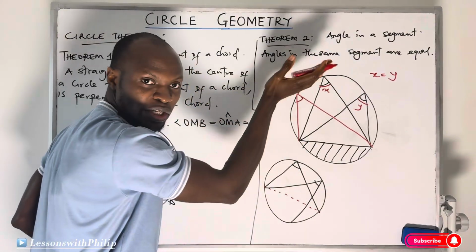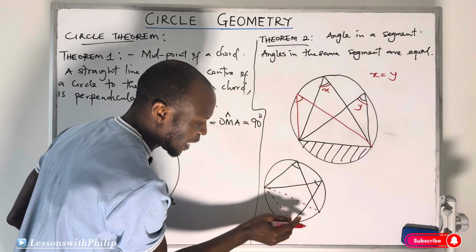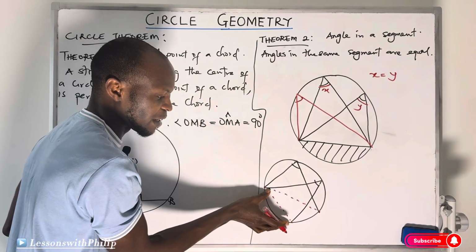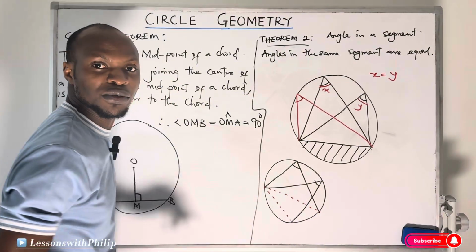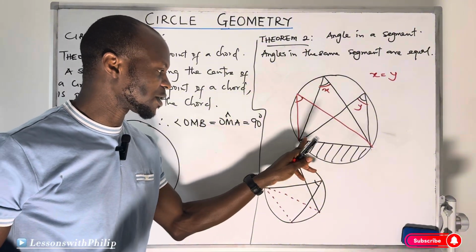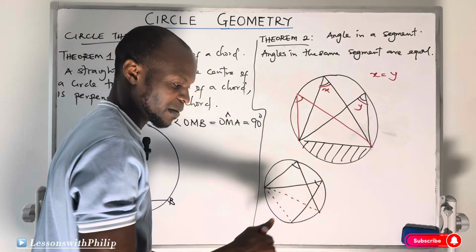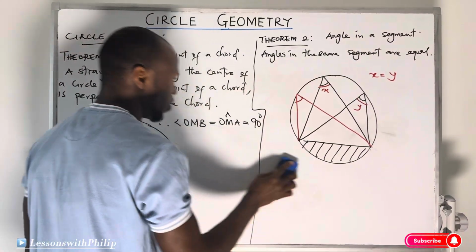Can you see? That is its own segment. But the second one originates from this segment. Can you see that they have different segments? This angle has a different segment. This one has another segment. That shows that the two angles will not be equal. Now, they must come from the same segment. That's why I use the line to indicate that they come from the same segment. Now, that is the second theorem.